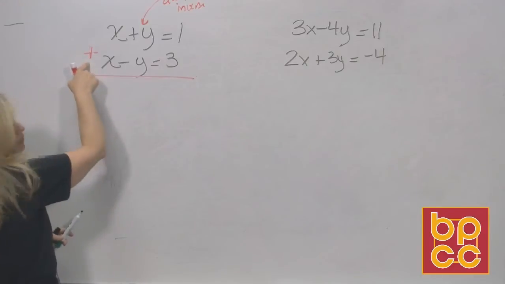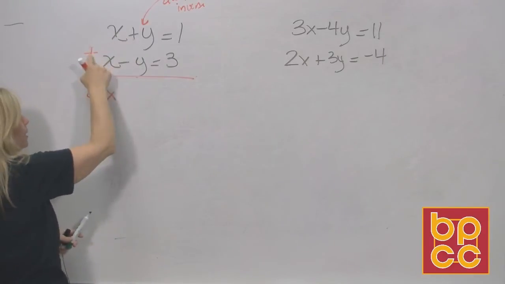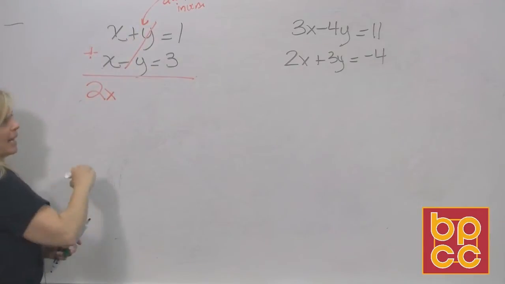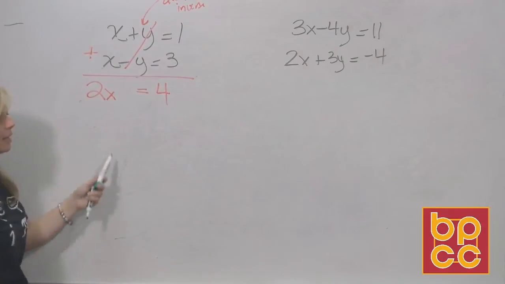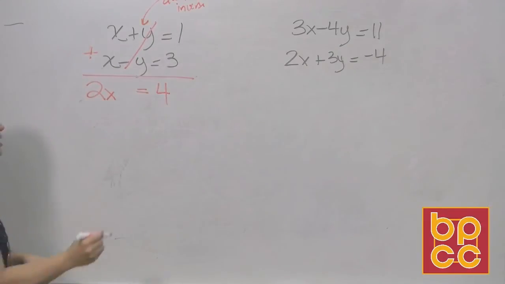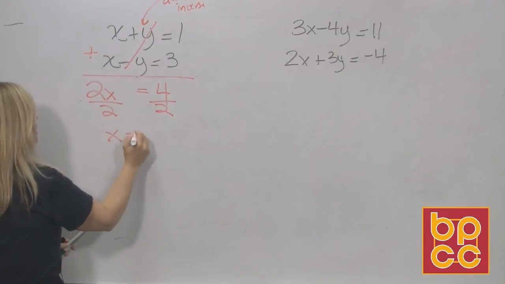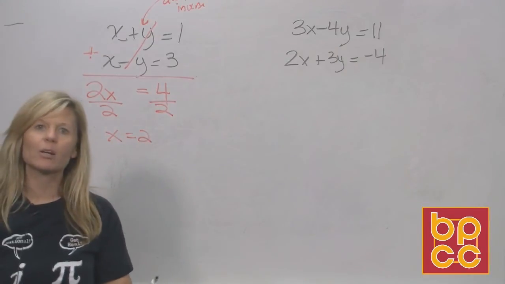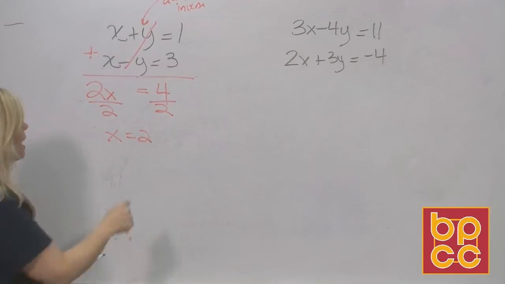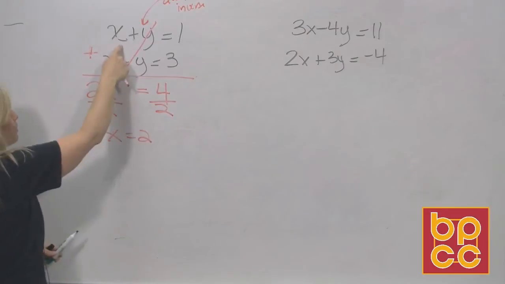So we're ready to add. x plus x is 2x. y plus negative y would make nothing. It would cancel. 1 plus 3 is 4. Now look at that. What a simple linear equation. We can solve this. Divide by 2, x equals 2. Are you done? No, you're not. You got to go get the solution. Does it matter which equation we pick? Good. No, it doesn't. I'm just going to pick the top one.